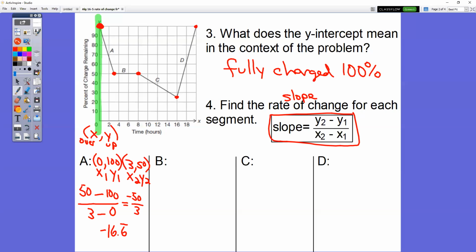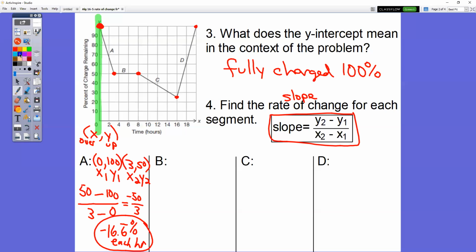Now, what this is in the context of the problem, you always have to look at the context of the problem. What does this negative 16.6 repeating actually mean as far as the context of the problem? Well, what we just figured out is that the battery life in segment A is going down 16.6% each hour. Right? That's how much it's going down each hour. That's what we actually figured out, which is the rate of change. Sometimes you have to look and see. Sometimes we're talking about distance away from home or total distance traveled, or there's lots of different scenarios.